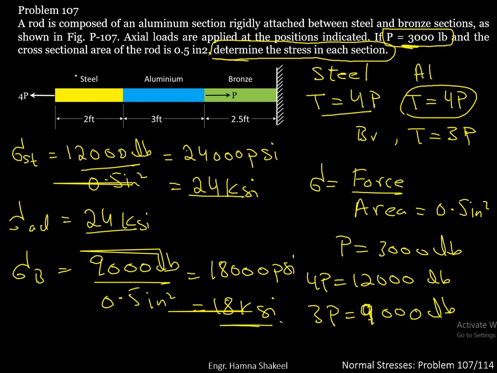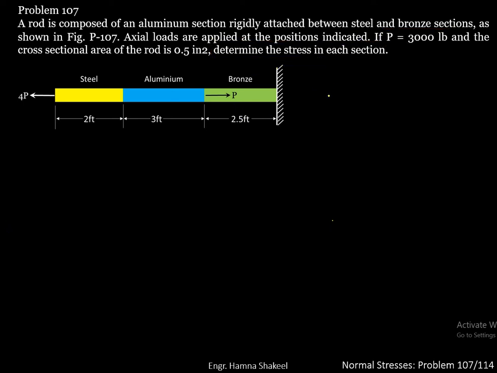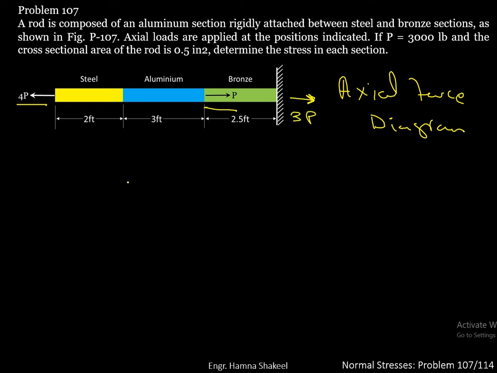If you want, you can also draw an axial force diagram of this composite rod. Let's try that. So let's draw the axial force diagram of this rod. So you have got 4p acting here, a force p acting here, and a reaction of 3p at this side. Let's draw the axial force diagram of this composite rod.